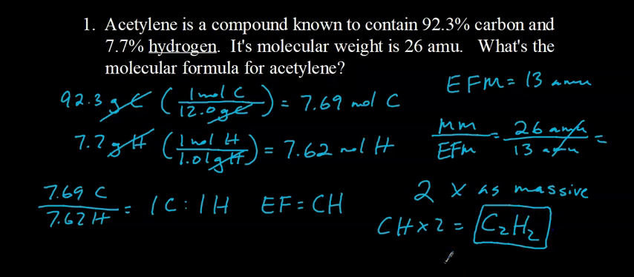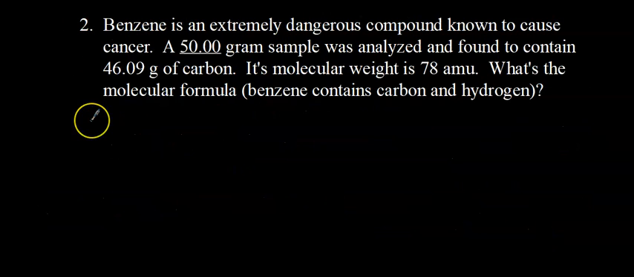So there's the work. Again, find our whole number multiple, apply that to the empirical formula. So we're going to multiply each subscript in the empirical formula, in this case by 2, and we get C2H2. All right, go ahead and give number 2 a try. A little different problem, but again, mostly the same. Pause the video and work this out.